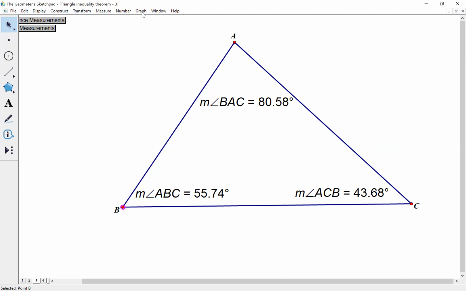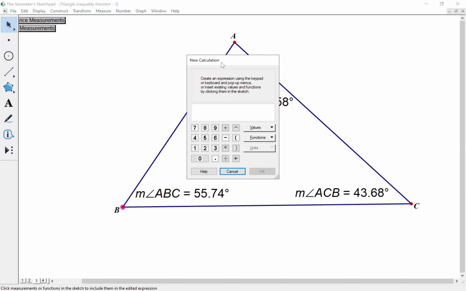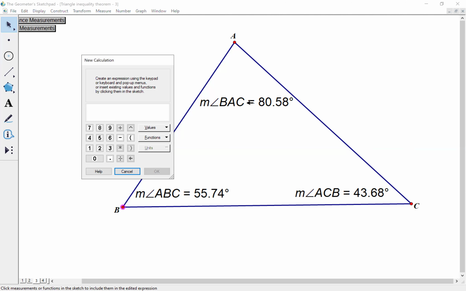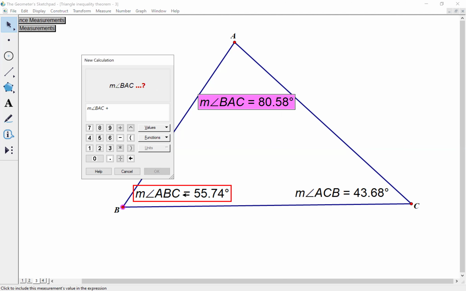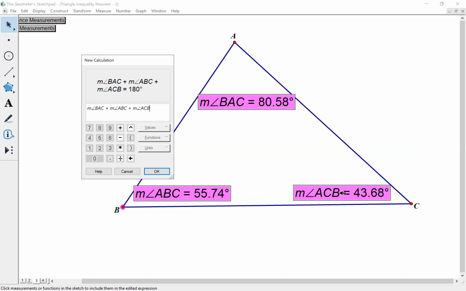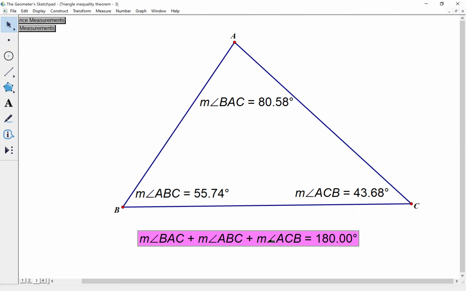So let me use a calculator here. I'm going to go to calculate, and I'm going to tell it, I want you to look at angle BAC and add it to angle ABC. So far, it's telling me 136.322. And then I want you to add the third angle. So basically, I wanted to add all three angles. Right now it added up to 180.